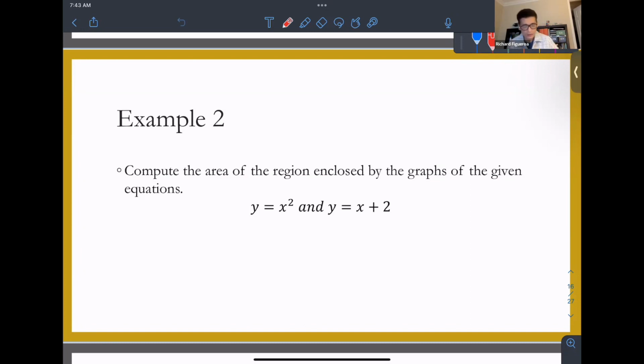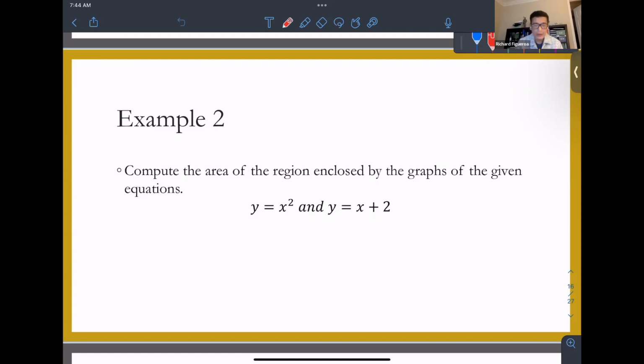Okay, hello once again. So we'll be continuing the discussion for areas enclosed by curves, or area bounded by a certain region enclosed by graphs. For example, number two, we are to compute the area of the region enclosed by the graphs of the given equations. The first one is y equals x squared, and the second one is y equals x plus 2.